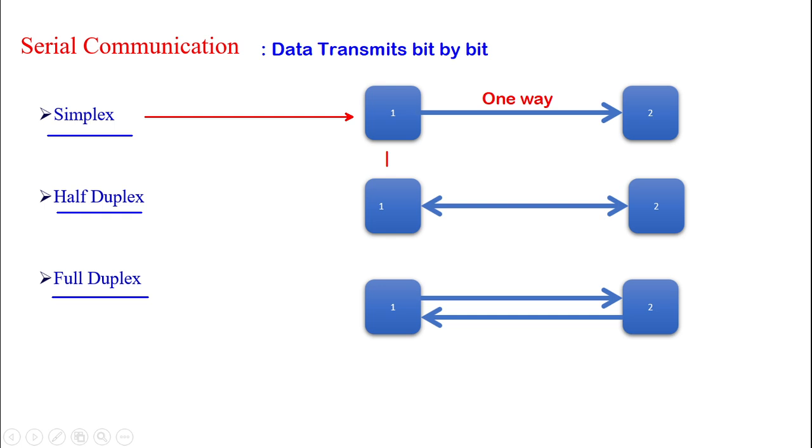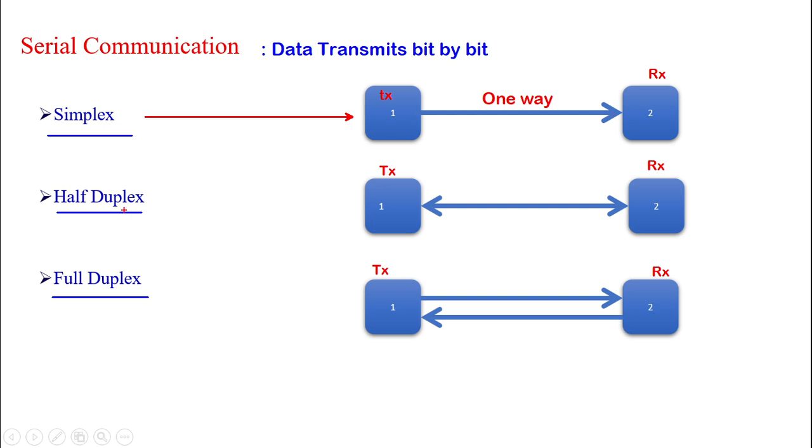Let us assume this is your TX, this is also TX, and this is RX. This is RX, this is also RX, and this is also RX. So we have three different use cases. One by one we will see. In case of simplex communication, data transmission will happen only in one way, transmitter to receiver. That's why here you can see the arrow is indicated in only one direction. This type of communication is called simplex communication.